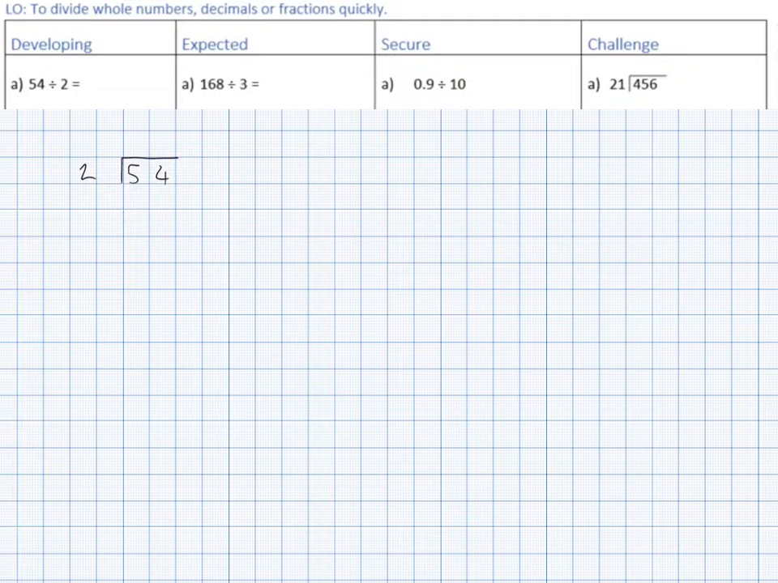We've got 2's into 5, goes twice and carries 1. And now we've got 2's into 14 gives 7. So the first answer is 27.